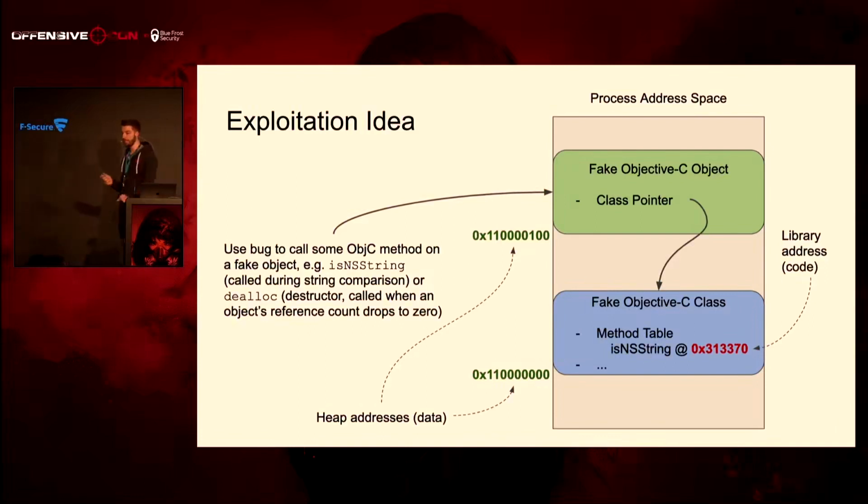The second part is more complicated. The problem we now still have is we don't know any code pointers. Because we can't inject executable code into the process, we have to know the addresses of existing executable code. So we need library addresses.